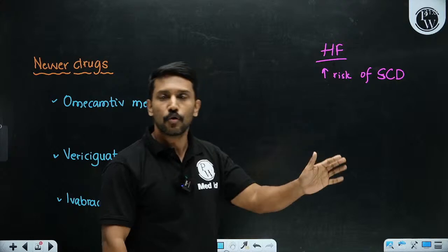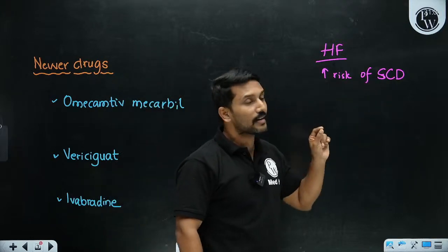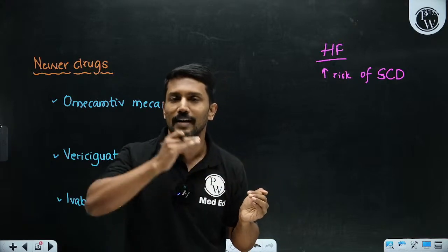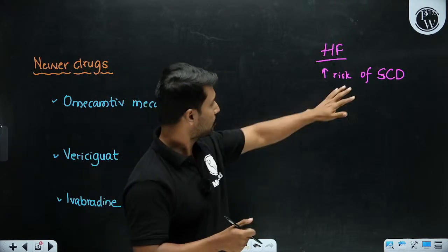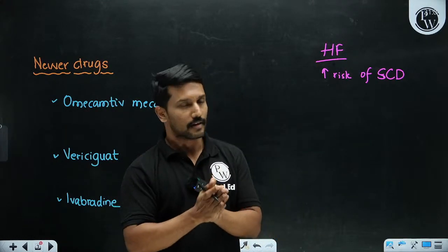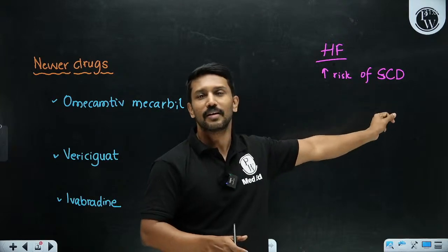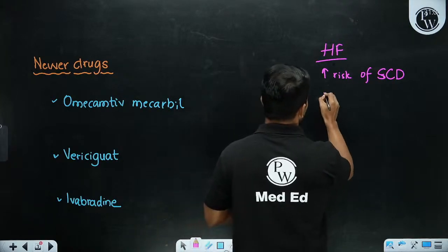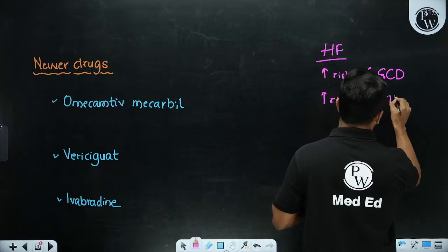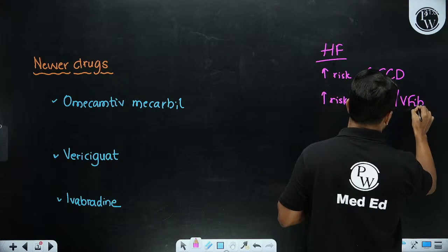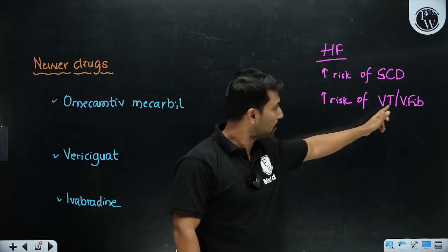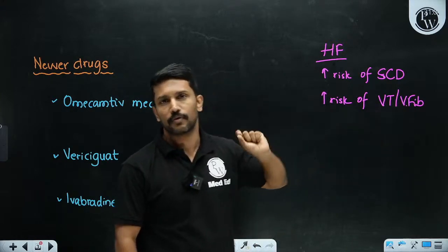And what we have learned over the years is that this risk of sudden cardiac death correlates with the patient's ejection fraction. The lower the ejection fraction, the higher the risk of sudden cardiac death. So this correlates with low ejection fraction. Now what could be the reason why patients suddenly die? Most of them die because of the development of ventricular tachycardia or ventricular fibrillation, VT or VFib. So if I have to achieve mortality reduction in these patients, I have to minimize the risk of developing VT, VF. We have to remember this point.